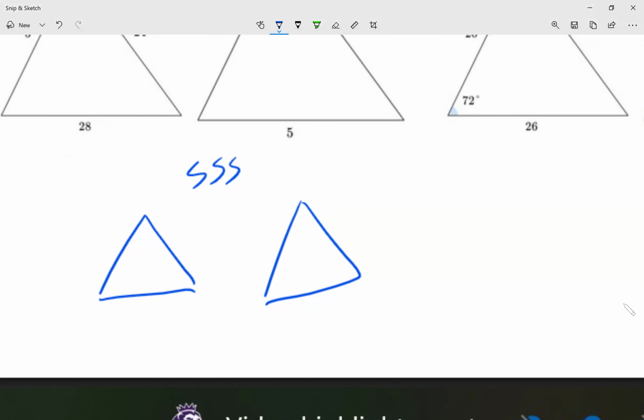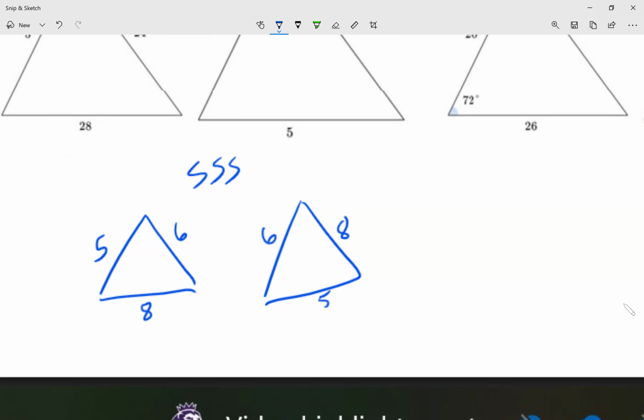For example, one triangle, the measurements are 5, 6, and 8. Then the other triangle should have the sides 5, 6, and 8. Notice that they don't have to be standing the same way. I'm just saying the three sides of one triangle are equal to the three sides of the other triangle. Sometimes I will give you the numbers, which is easy to compare, 5, 6, and 8.